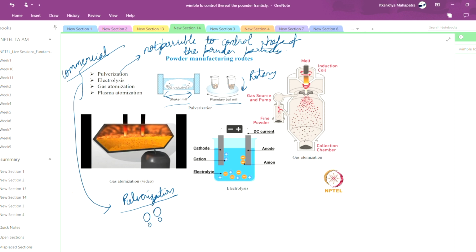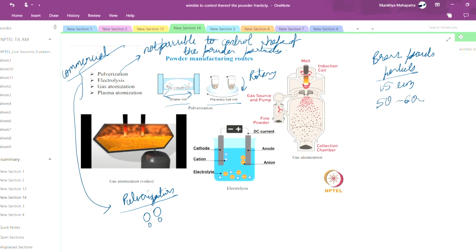Now, suppose you take a brass powder particle of the size of 15 micrometer. We tried to reduce the size to some nanometer, but we could not. The maximum reduction that can be achieved is 50-60 nanometer.